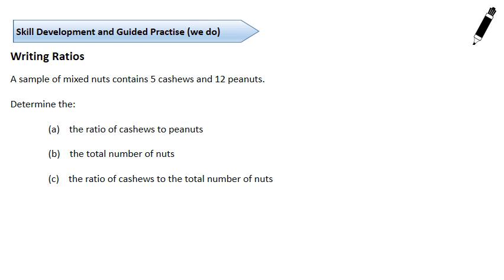Right, so we've got this sample of mixed nuts. It has 5 cashews and 12 peanuts. Ratio of cashews to peanuts. 5 cashews is to 12 peanuts. So the total number of nuts there is going to be 17 if we add up our 5 and our 12. Now the ratio of cashews to the total number of nuts, we've got 5 cashews out of a total of 17 nuts.